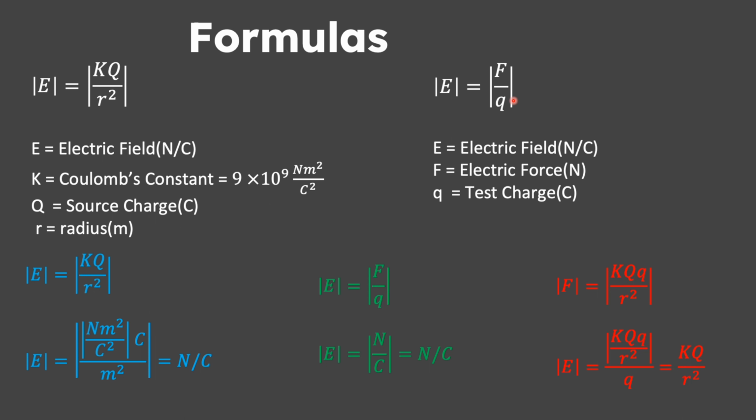Now let's verify the other equation similarly to how we did this one. So the unit of force is newtons and the unit of q is coulombs, leaving us with newtons over coulombs.